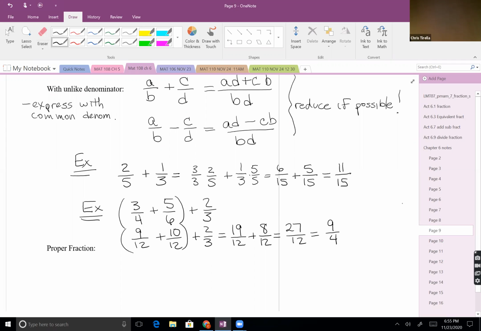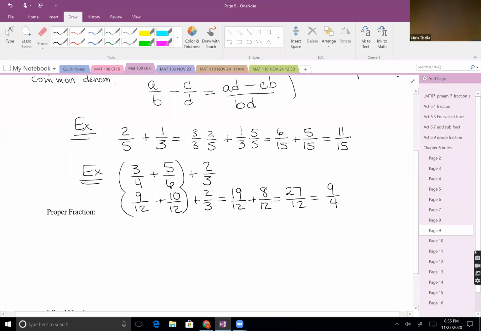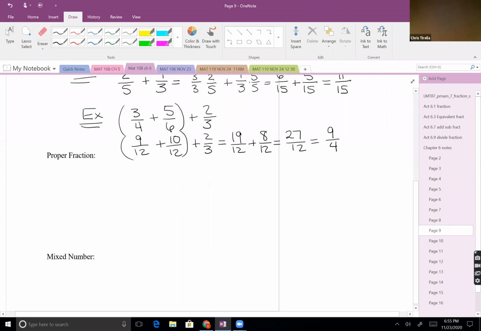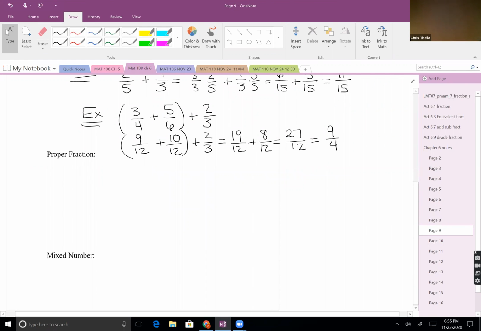Did anybody else get 9/4 as their final answer? I did. Good. Anybody have a question on getting there? If not, draw a little dividing line here because I wrote a little bit too big.